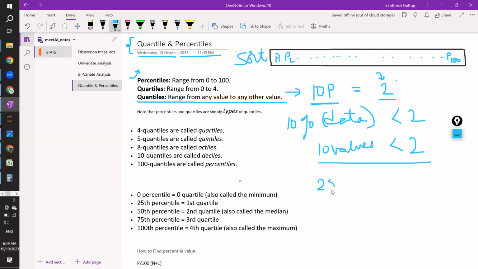If I say 25 percentile equal to 10, that means 25 percentage of the data, that means 25 percentage of the values, is less than 10. 25 percentage means how much, guys? 25 values. Whatever the values are, I don't know, I don't want to know, but 25 values should be less than 10.